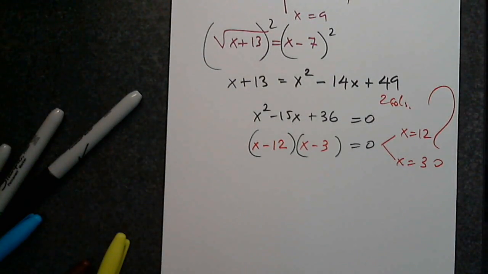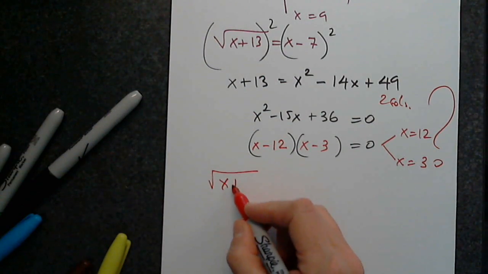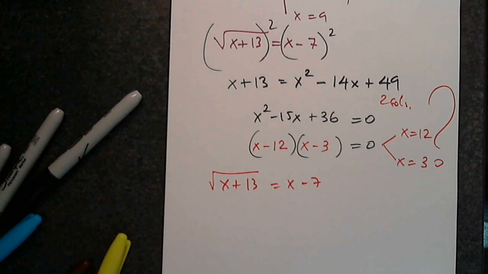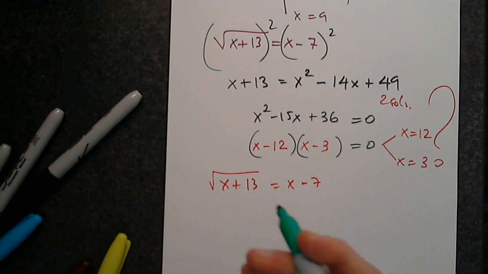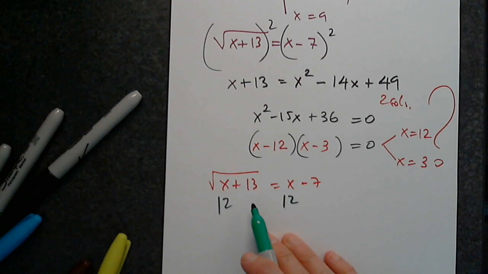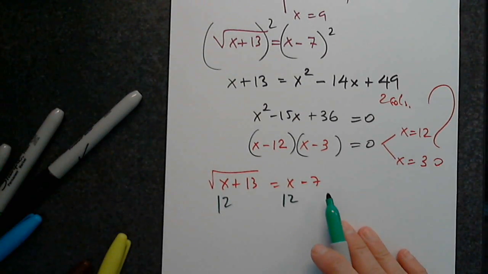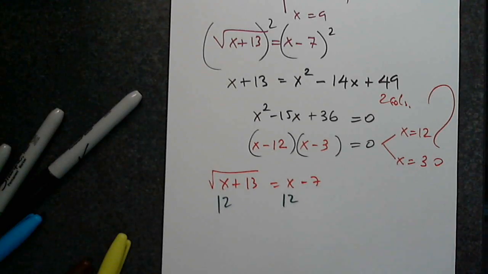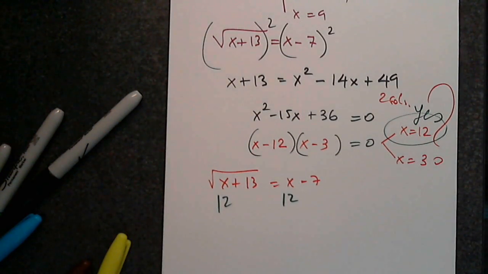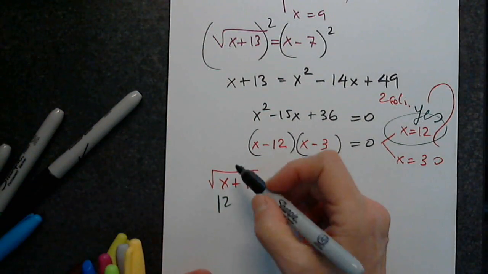Not at all. This is the original problem. I will plug in 12 and see what happens. 12 plus 13 is 25. The square root of 25 is 5. 12 minus 7, is that 5? Good. So this is a yes. No question there. Now I'm trying 3.